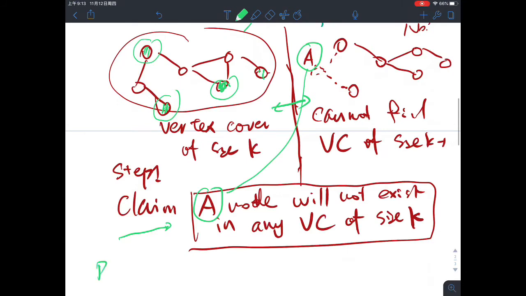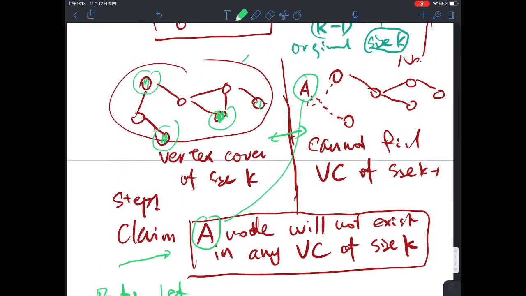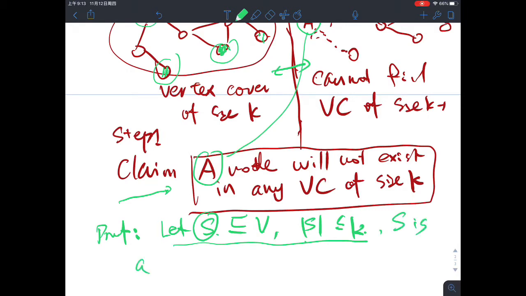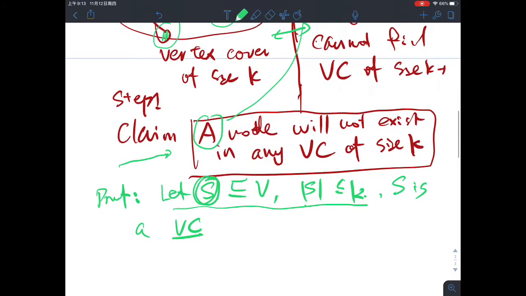And why is this true? Proof, right? Let S be an arbitrary solution. Let S be a subset of the vertices such that its cardinality is at most k and it's a vertex cover, right? So S is an arbitrary solution we look for.